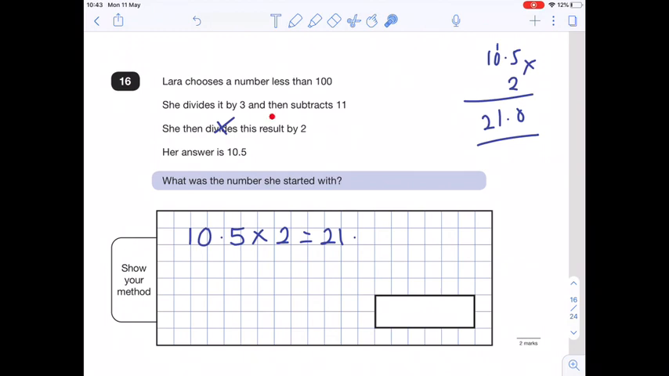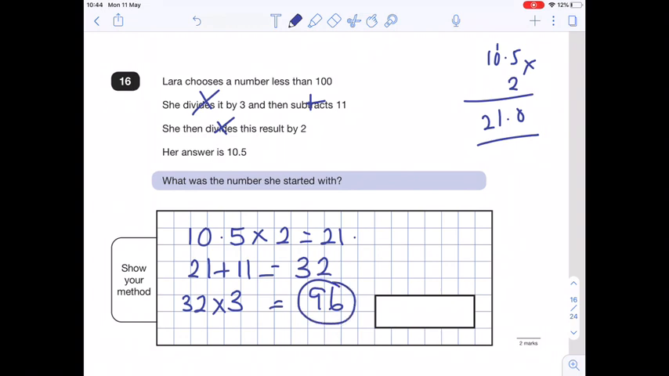Then here it says she subtracts 11. But we're not going to subtract 11. We're going to do the opposite. So we're going to add 11. So 21 add 11 gives me 32. And then here it says she divides it by 3. Well, we're going to do the opposite to dividing by 3, and we're going to times by 3. So 32 times 3 gives me 96. And then we're at an end. And we have a number less than 100, so it seems to fit.